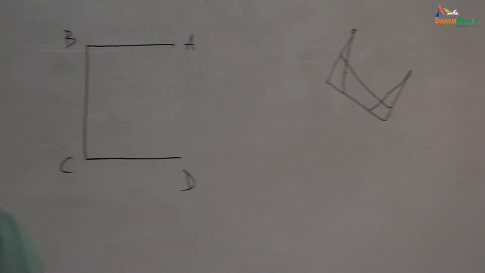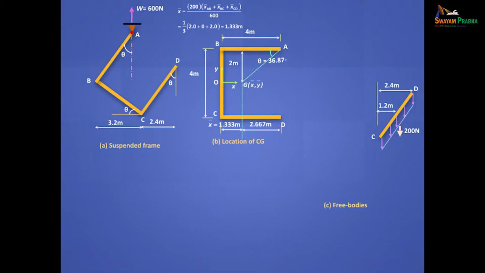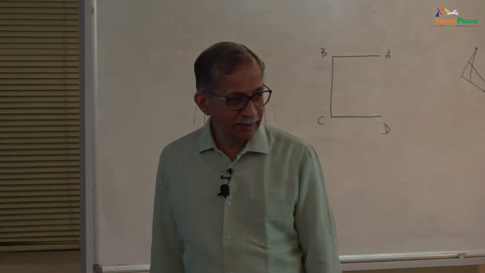Good. I am impressed. So let's take this free body, this fellow. Always start at the free end. The loading is 200 Newton distributed, no reactions here. So at C, you would get a vertical reaction which is 200 Newton and a moment there, 200 into 1.2. Why? Because this is 2.4. Got it? So the DC free body is very easy.